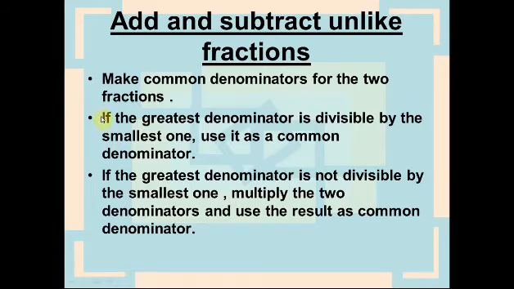We have two cases. The first case, if the greatest denominator is divisible by the smallest one, we use the greatest as a common denominator. And the second case, if the greatest denominator is not divisible by the smallest one, multiply the two denominators and use the result as a common denominator.